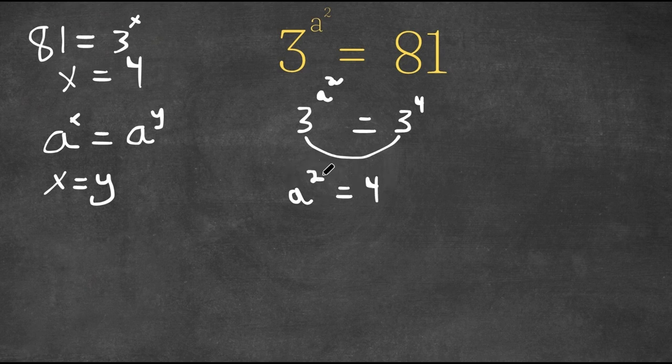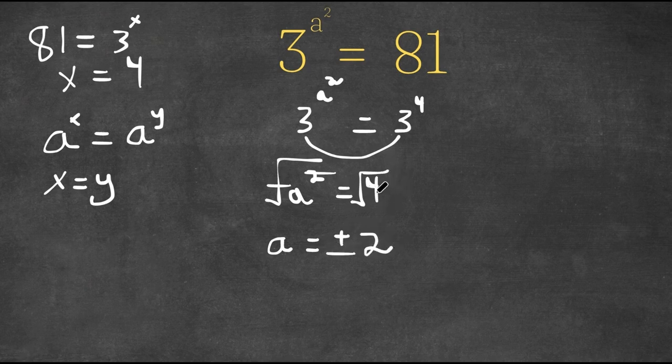So now we want to cancel out this power, so I'm actually going to take the square root, because remember, the square root is the opposite of the power. Now these two cancel out, and we are left with a is equal to plus or minus 2. Most people would just say that the answer to this is 2, but it's actually positive or negative 2. So now this is our answer.